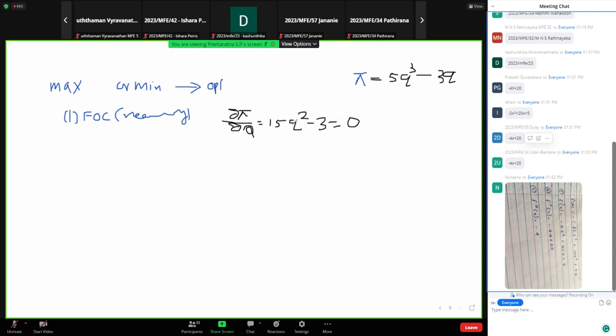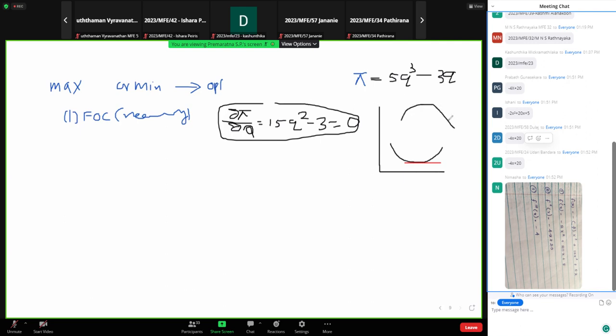Now 15q² equals 3, then you can find the value of q. Is that value the minimum or maximum point? It can be a minimum, it can be a maximum point, because this is set equal to 0, the first order condition, where you get the slope. Zero slope could be at a negative point, or at a positive point, there also the slope is 0. So we still don't know whether this is a concave point or a convexity point.